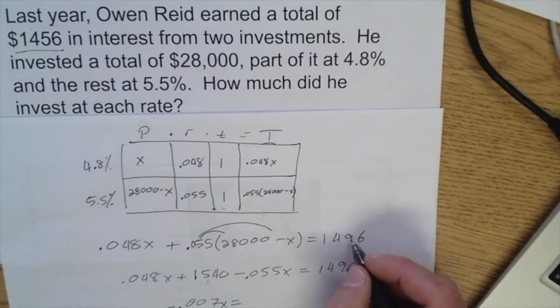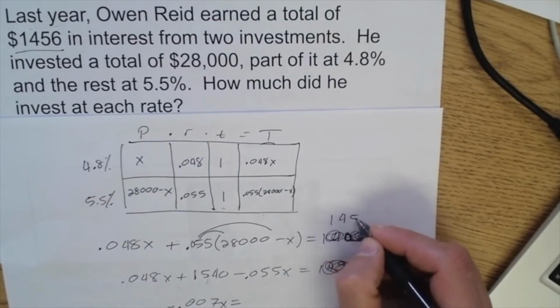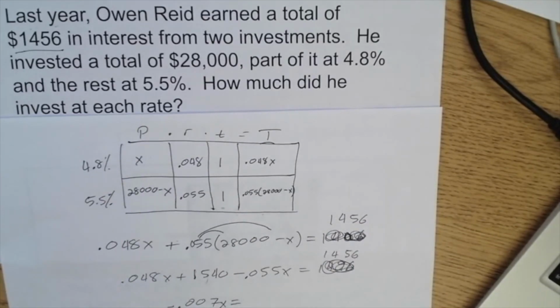Let me go back. I wrote 1496. The original problem is actually 1456. Hopefully you caught that and weren't confused, so let me change that. That does make a difference. Okay, so let's try that again. 1,456 minus 1540, which gives us negative 84.